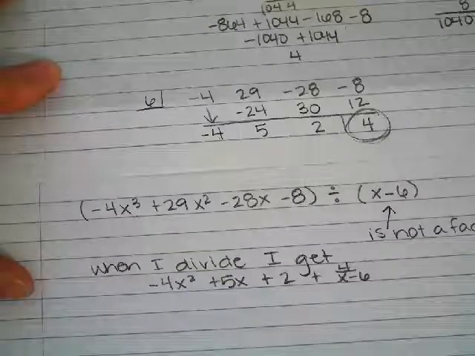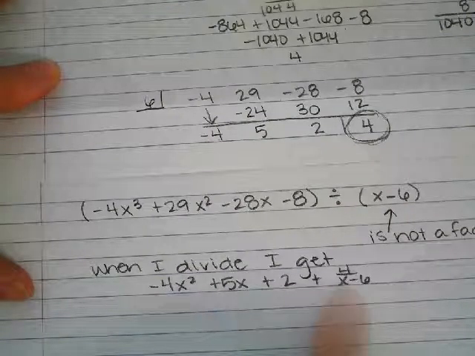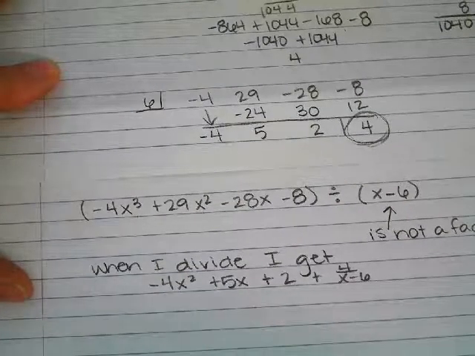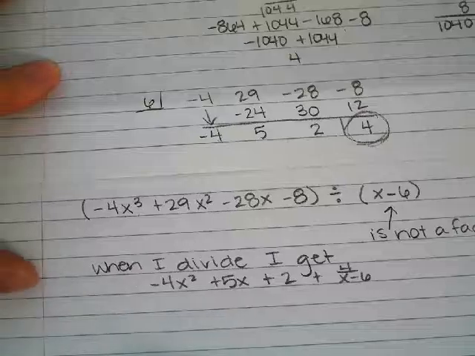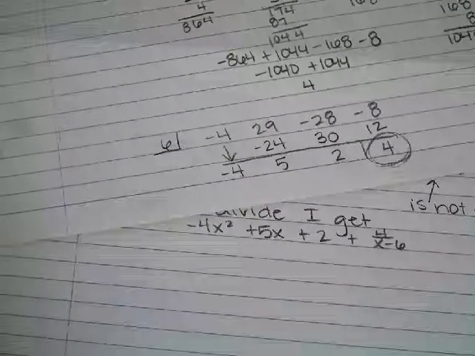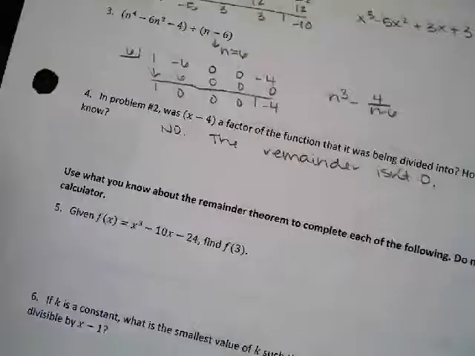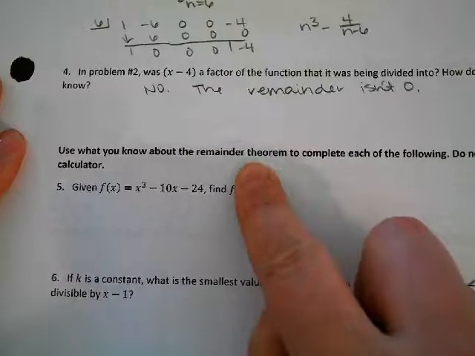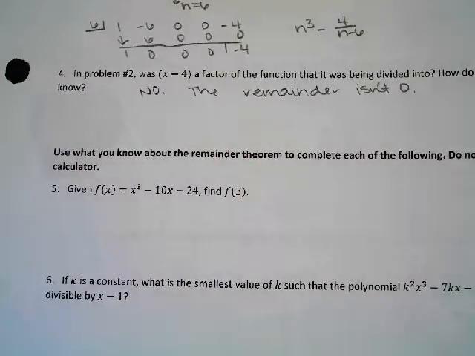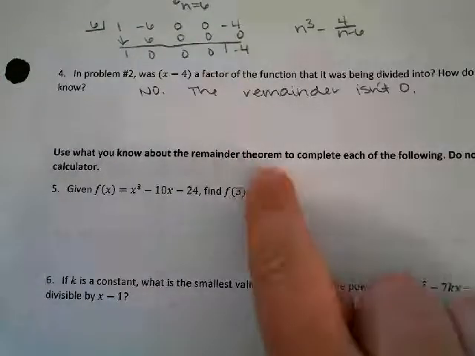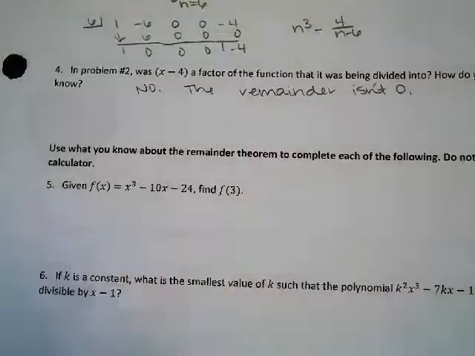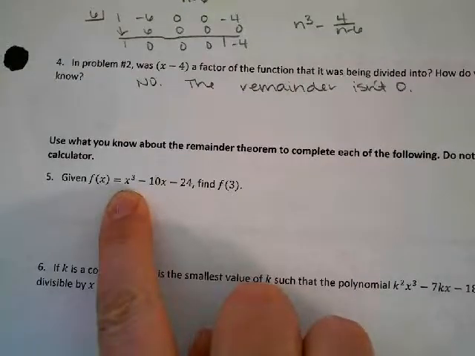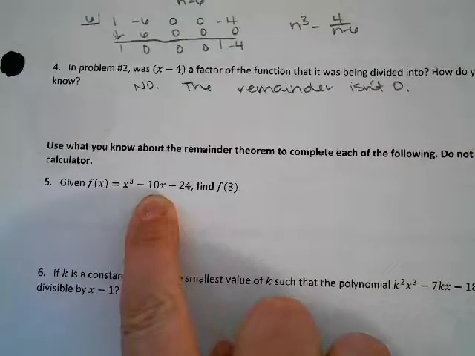So let's get that packet back in front of us. What I would like you to do is use the remainder theorem, with no calculator, to figure out what f of 3 is. Now be careful because this jumps straight from x to the third to just x. So be careful there. Use the remainder theorem to figure out what f of 3 is. We are not using calculators.